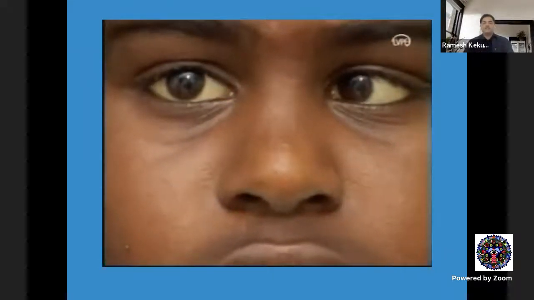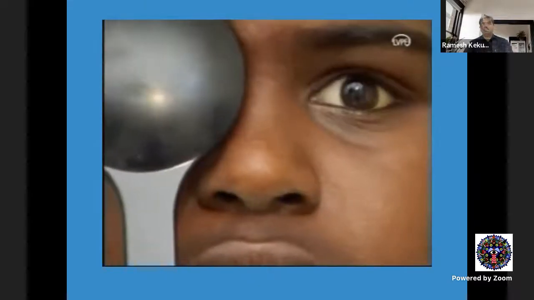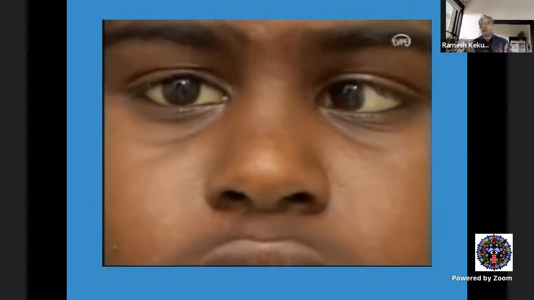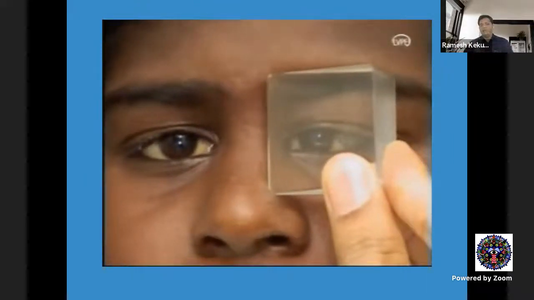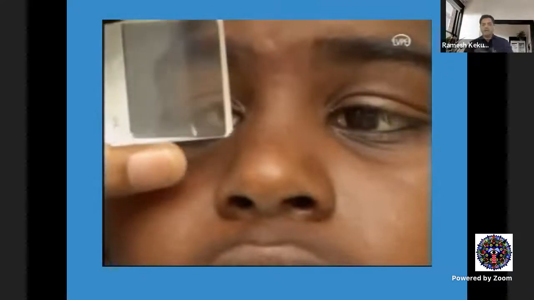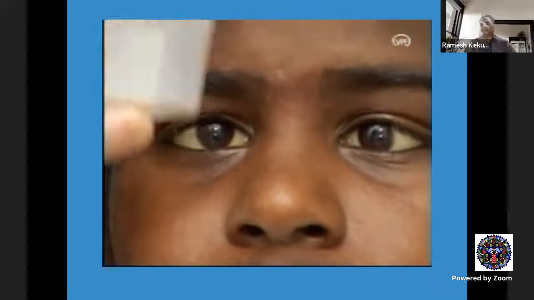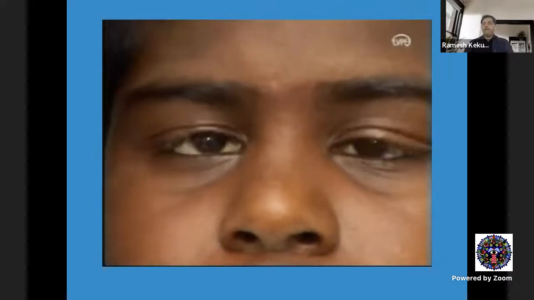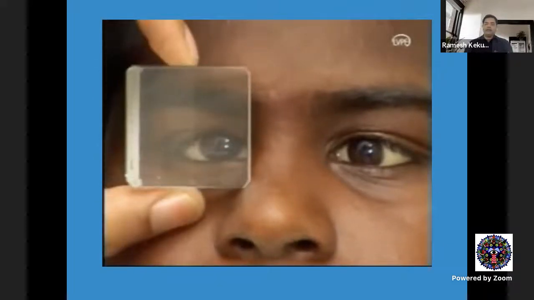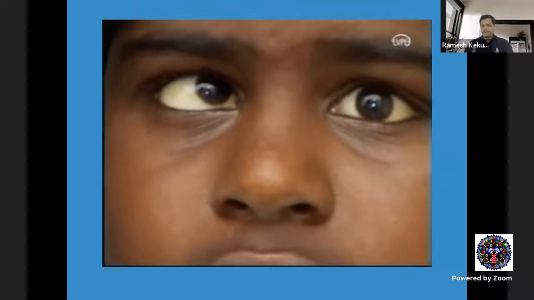This is the same patient whose picture I showed. On the cover test, you can see that oblique movement, some kind of fixation error there. This is Krimsky's test. I'm keeping on increasing. I can't see the centration. You can see even now it is not central. I'm doing a modified Krimsky now. Maybe I need to increase a little bit more. Now you can see that the eye is centered.